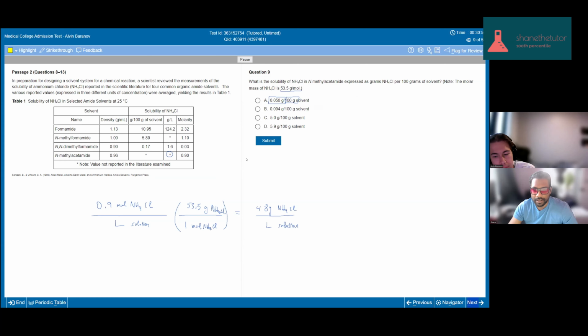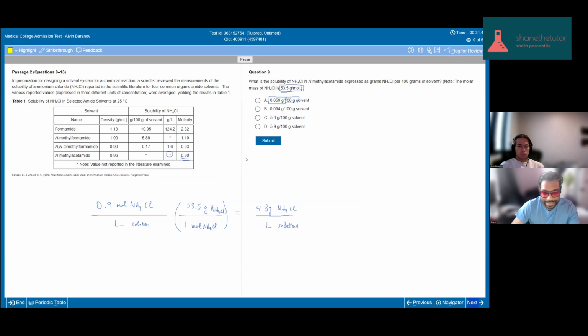Yeah. They're giving us the molarity of the solute in the solvent, and they're giving us the molar mass of the solute. So we can take the molarity, which is 0.9 moles per liter, and convert that 0.9 mole part into mass using the molar mass, right? And that gives us the mass of solute in the solution. So I get 48 grams of solute per liter of solution.